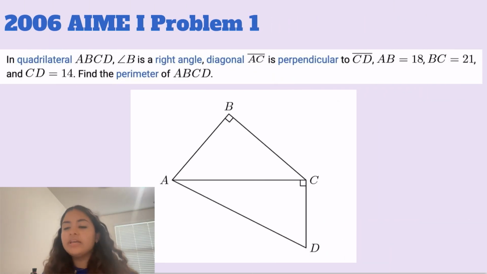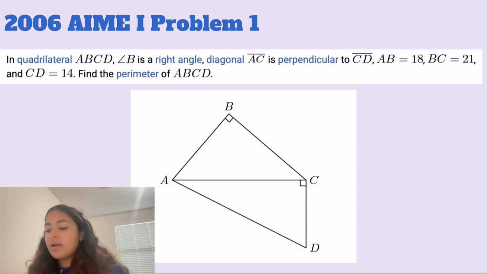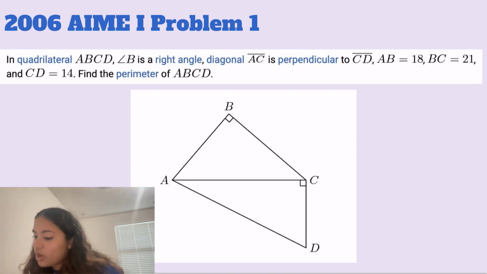Okay, this question is from the AMC, which is one of the most prestigious math competitions that many high schoolers don't even get the opportunity to take, but knowing the Pythagorean theorem actually makes this question a lot more manageable. Normally they don't give you the picture, but because the AMC problems are more complex, we provided the picture for you. So in quadrilateral ABCD, angle B is a right angle. Diagonal AC is perpendicular to CD. AB is equal to 18, BC is 21, CD is 14. Find the perimeter of ABCD.